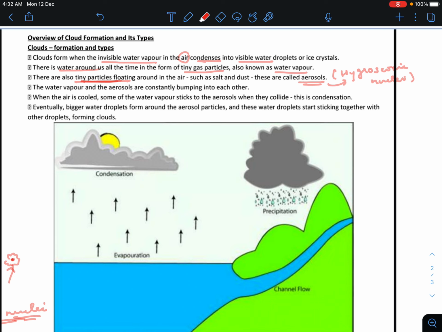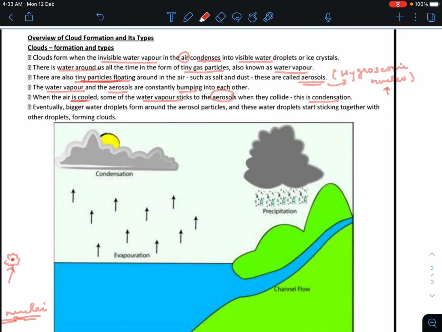Now, the water vapor and the aerosols, meaning the hygroscopic nuclei, are constantly bumping into each other. When the air is cooled, some of the water vapor sticks on the aerosols. Some of the water vapor sticks to the hygroscopic nuclei when they collide, and this is called condensation.